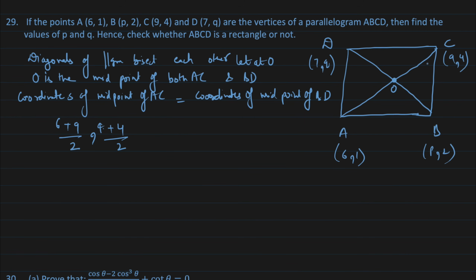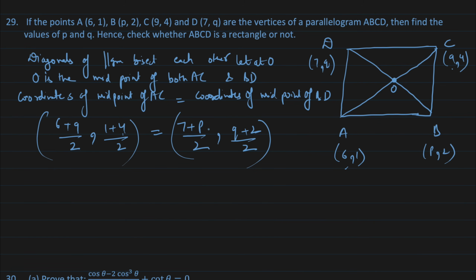6 plus 9, wait, I wrote something wrong. Yeah, it should be 1. So 6 plus 9 by 2, x coordinate x1 x2, and 1 plus 4 by 2, that's the coordinate of the midpoint O of AC. And then here it is 7 and P, so 7 plus P by 2, x1 x2, and Q plus 2 by 2, right? Equating corresponding coordinates.